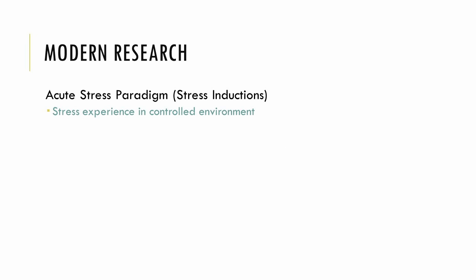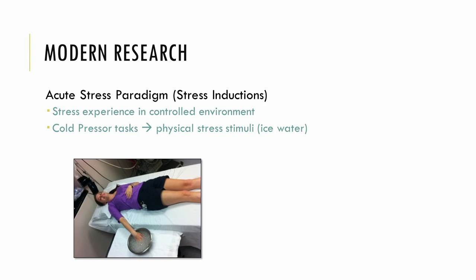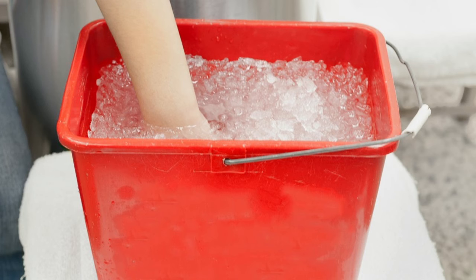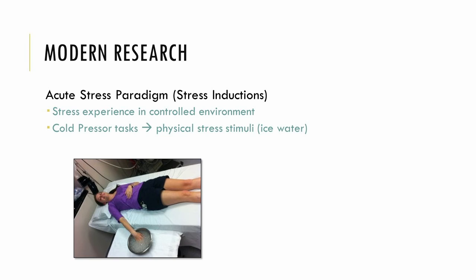For one, many researchers utilize what are known as stress inductions or acute stress paradigms. These are experiments that generate stress for the participant in controlled environments. One example of a physiological stress induction commonly used in research is the cold pressor task. This involves the participant submerging their hand in a bucket of ice water for a period of time, usually about 60 seconds. This experience is quite painful, but causes no long-term tissue damage, and so is considered safe for participants.